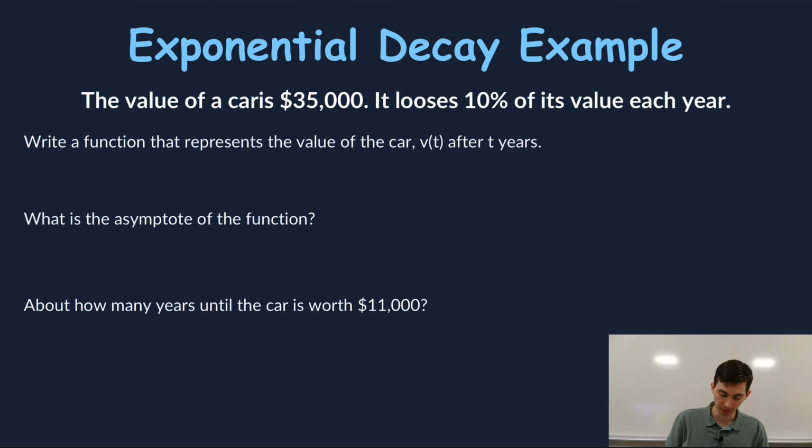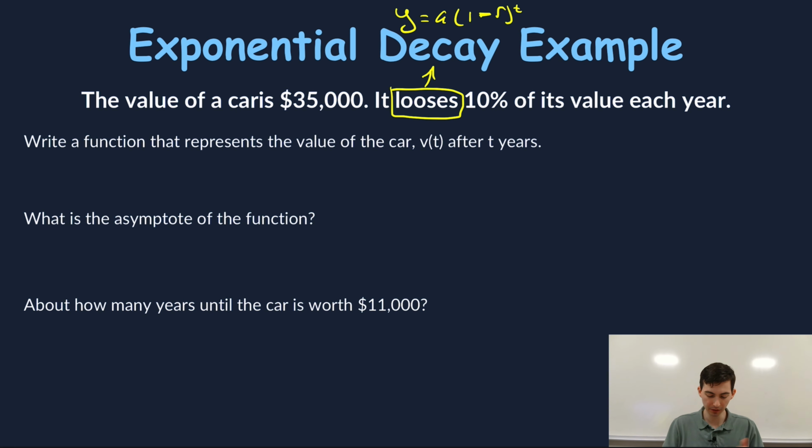Okay. So let's look at an example. The value of a car is 35,000, and it loses 10% of its value each year. So I've got this word loses, so that tells me it's a decay. So I'm going to have y equals a times 1 minus r raised to the t. And so we want to write a function that tells the value of the car, v of t, after t years. So this problem is telling me instead of y, I want to use v of t, which is, again, the same thing as y.